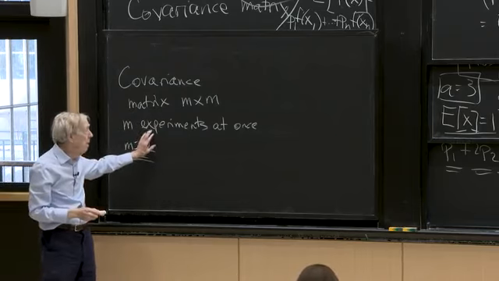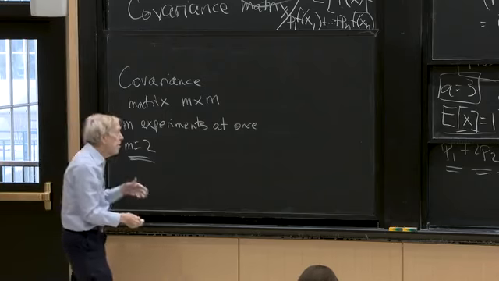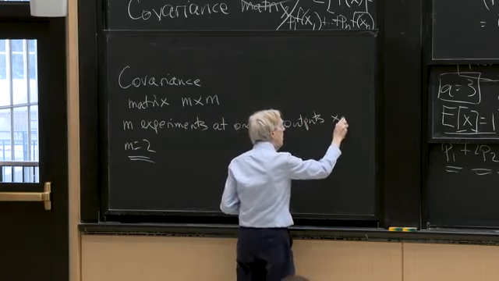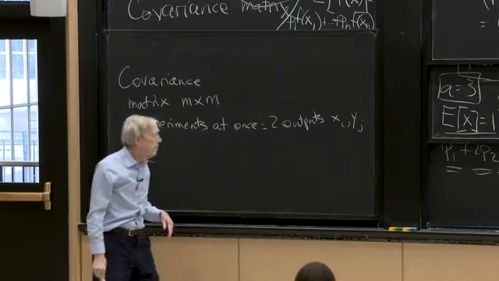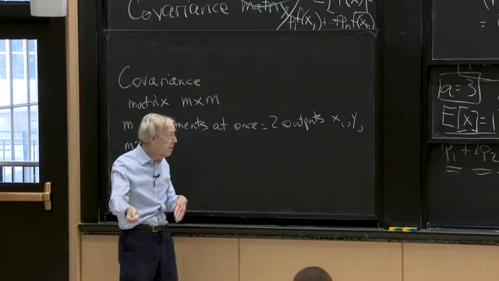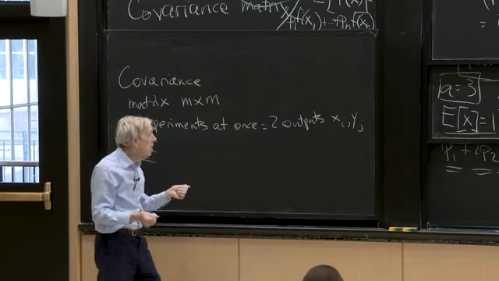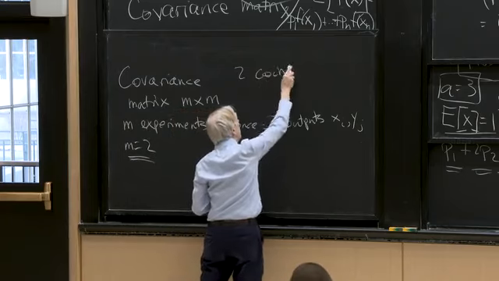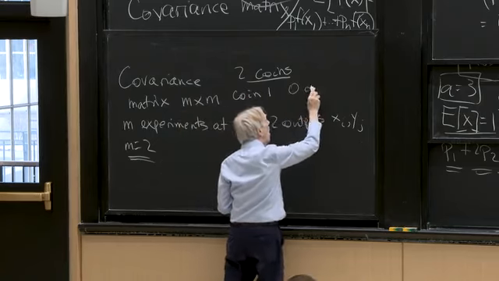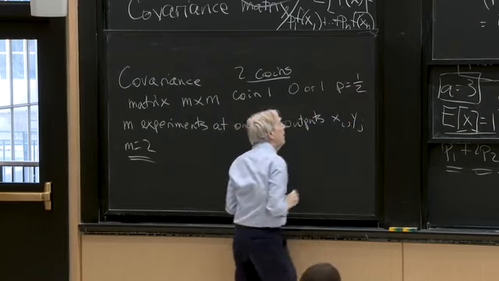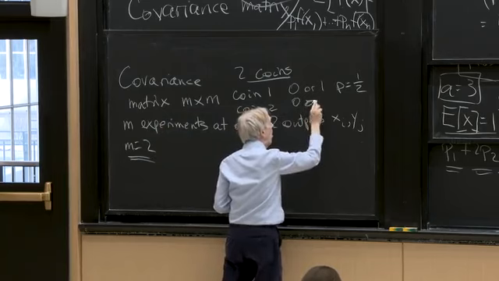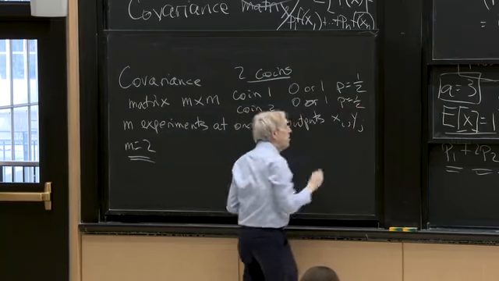And what are we starting with? We're doing 2 experiments at once. So we have 2 outputs, an x and a y. So the x's are the outputs from the x experiment. The y's are the outputs from a second experiment. We're flipping 2 coins. So let's take that example, 2 coins. Coin 1 gets 0 or 1 with probability of half. Coin 2, 0 or 1 with probability of half. So they're fair coins.